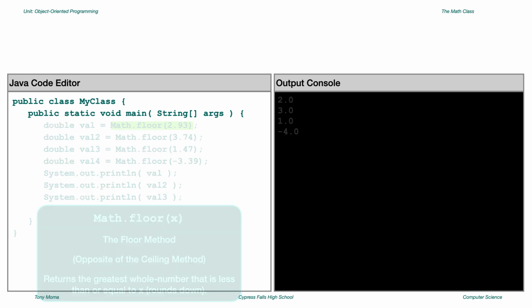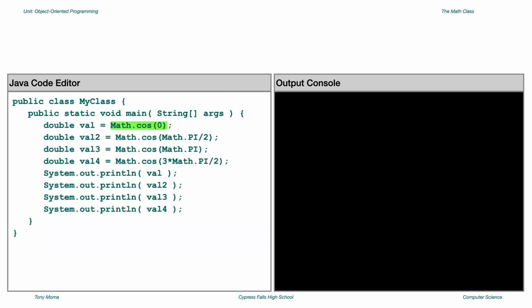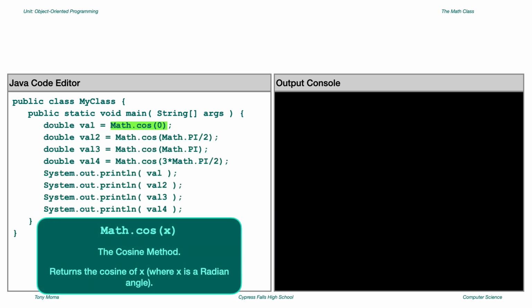The last method we're going to demonstrate is Math.cos, which is known as the cosine method, which returns the cosine of x, where x represents a radian angle. Okay. For those who've taken geometry or are currently taking geometry, you're already familiar with the term cosine. If you have not yet learned about this term, no worries. The purpose of me showing you this is just so that you know that the method is here.